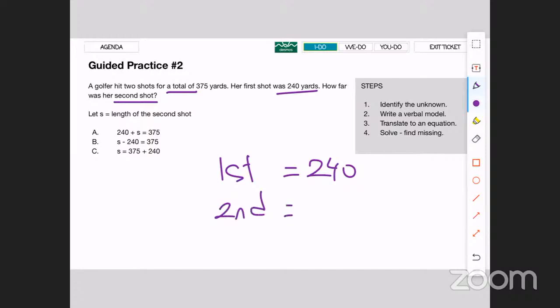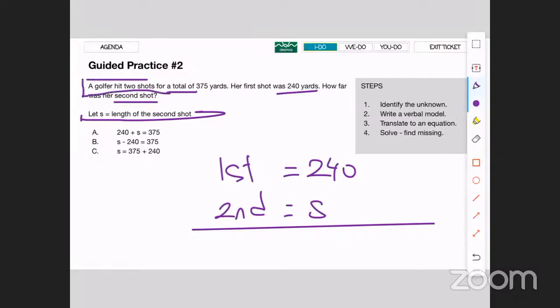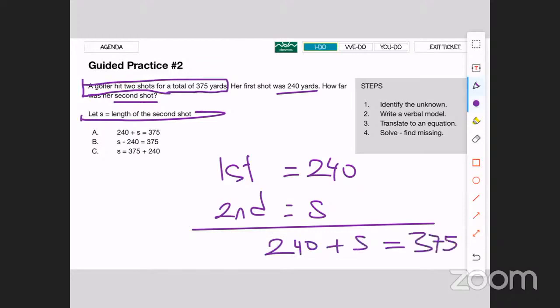Because of that, they already identified what variable we need to use. Let's say S is equal to the length of the second shot. So by using the first and second shot, we need to come up with an equation. It says the golfer hit 2 shots, and together the person got 375 yards. Okay, so that means if you add them together, 240 plus S is equal to 375. This is my equation. So which one looks like the same thing? I think it's A. Okay, and that's it. The others are different.